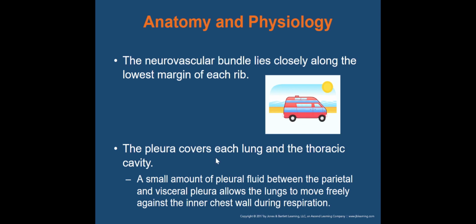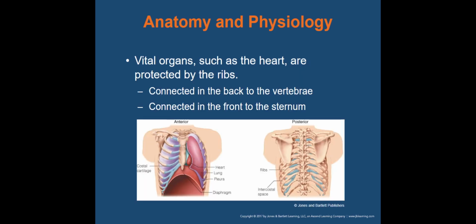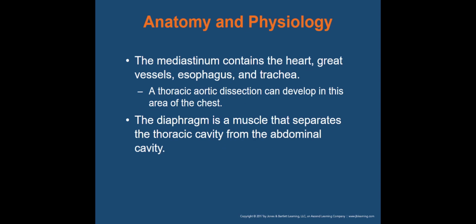And of course, the pleura covers each lung and the thoracic cavity. There's a little bit of fluid between the parietal and visceral pleura that allows the lung to expand and contract without causing a lot of friction and thus wear. Vital organs like the heart are protected by the ribs. The rib cage is connected in the back to the vertebrae, and in the front to the sternum, so that it doesn't bounce around inside the cavity.